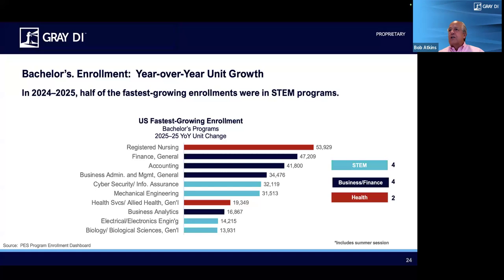Yes, nursing, there's a question whether it includes RN to BSN, which it does. So keep that in mind that this is, if we could strip out online, which we often do, then you'd see the RN to BSN on its own. But in this case, it's blended in. So that could be where a lot of that growth is coming from. Electronics engineering, biology, biological sciences, also up 13,000 to 14,000.